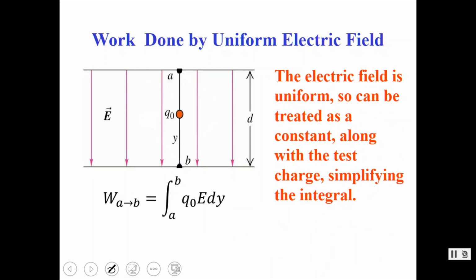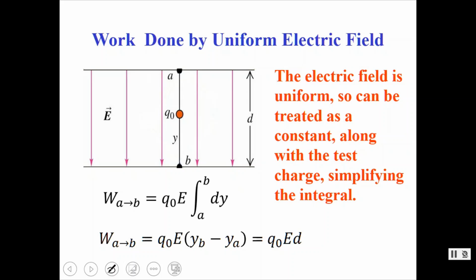So the electric field's uniform in this case, not in all cases. We're going to see another case where the electric field is not uniform. But since the electric field is uniform, it is constant, and therefore the charge can be pulled out in front. So we get q0 E times the integral of dy, and that is something we can integrate.